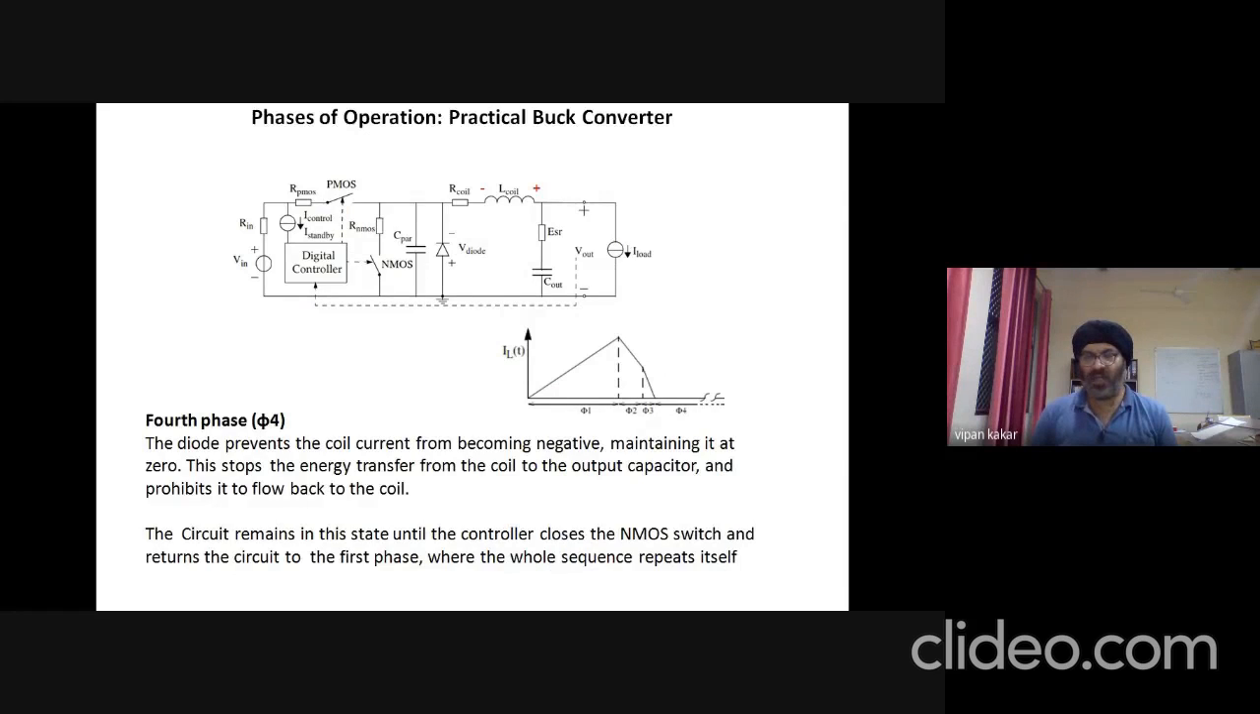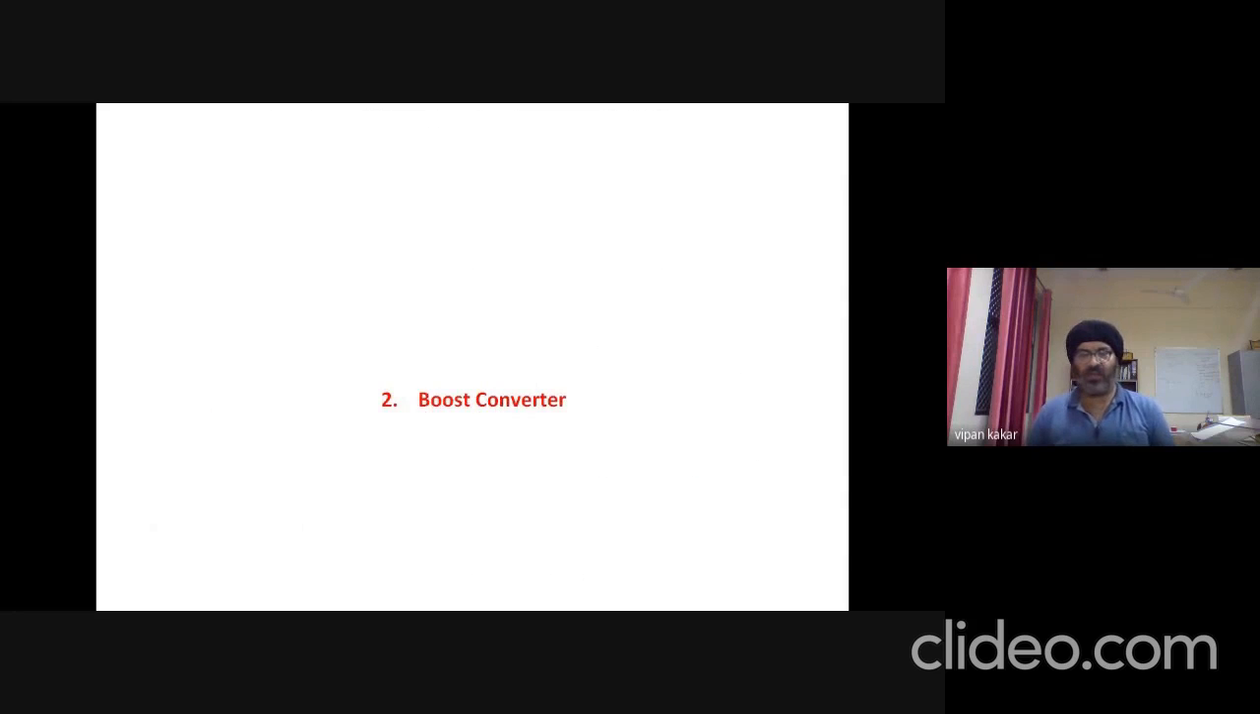So the controller can decide how long phase 1 will operate, in terms of time in microseconds or nanoseconds. And phase 2 is also decided by the controller based on the application, for how many microseconds or nanoseconds this phase 2 will work, and so on. So this is a simplified form of a practical buck converter. So in the next video, we will be doing the boost converter.